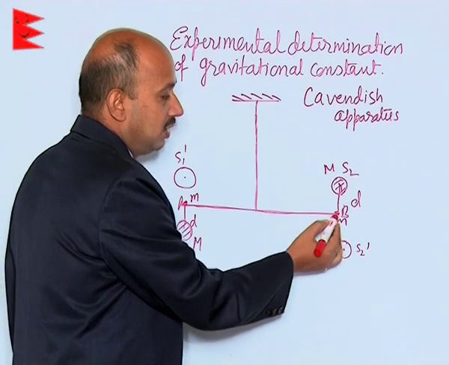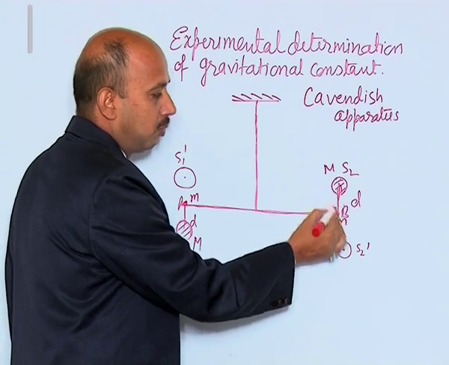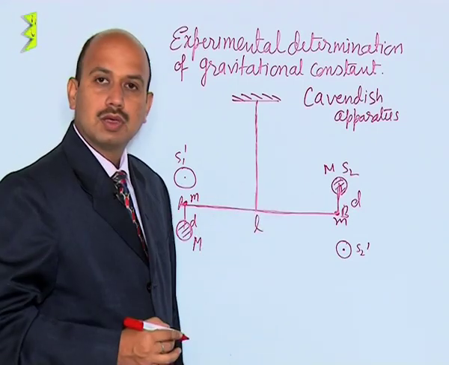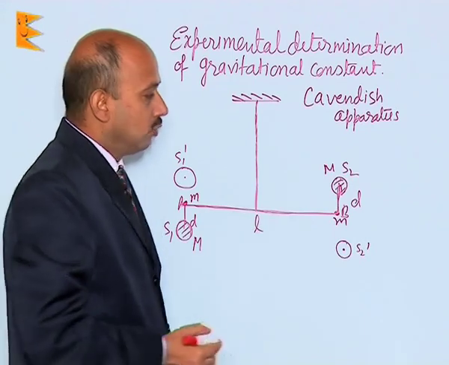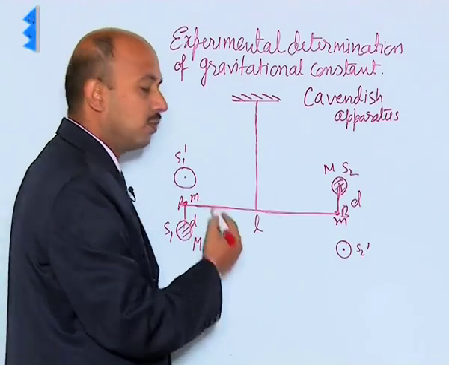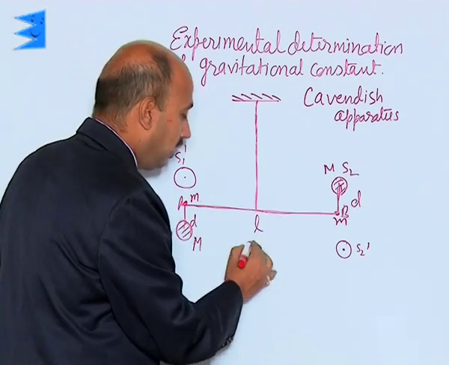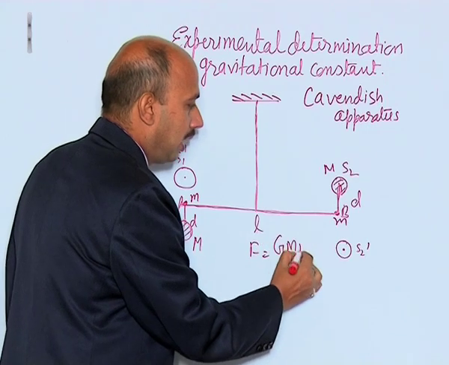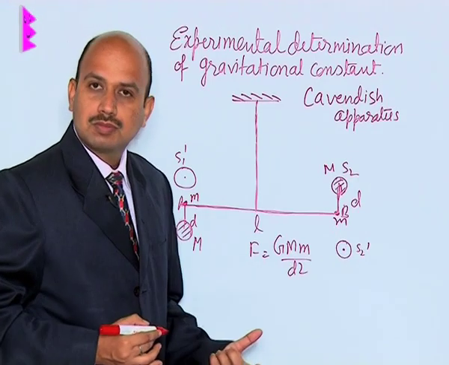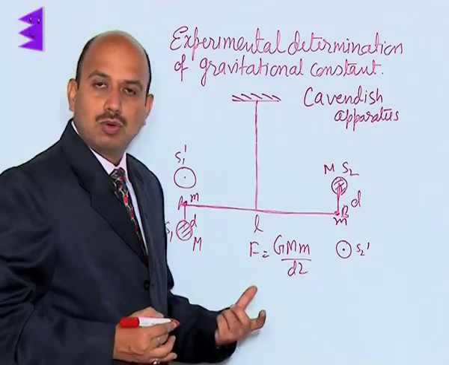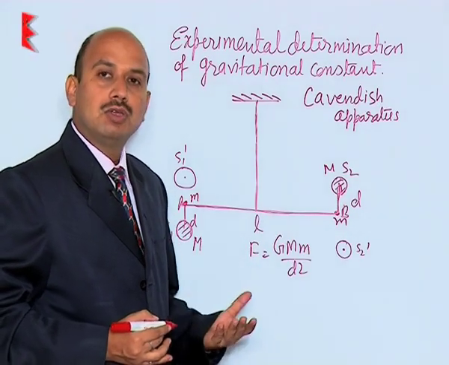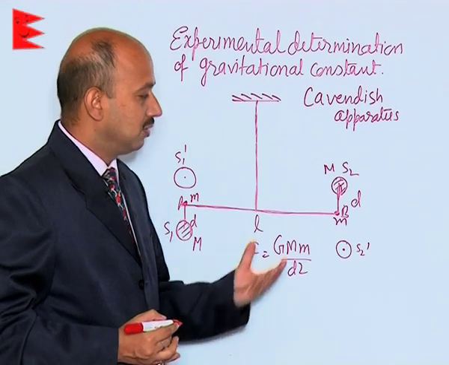Now see, the distance between small m and capital M is a small d, similarly here, and the length of the rod AB is suppose L. Because of this m and capital M, there is gravitational force, and this gravitational force is equal to GMm upon d square. This is equal in magnitude but opposite in direction. So the net force on the rod is 0, but these two forces are acting along different lines of action, so they are producing torque, and that torque is known as gravitational torque.